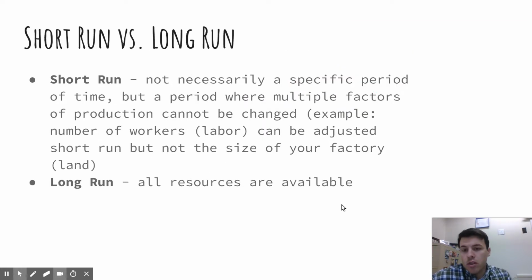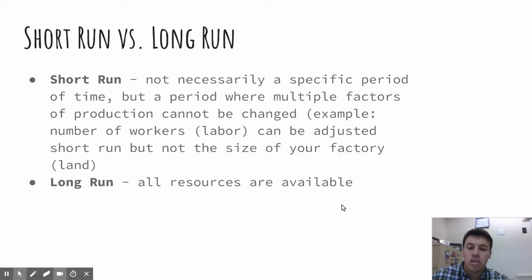First of all, short run, long run. All right, what's the difference? This is not necessarily a time-related event here. It usually is looked at that way, but it's not as simple as just saying anything under 6 months is short run, anything over that is long run. It's more about the resources that are being used.